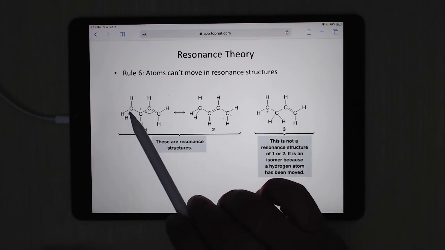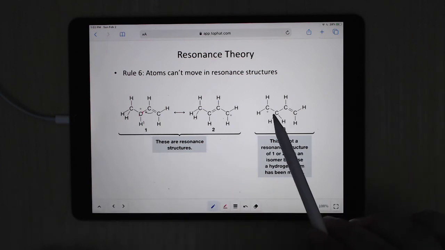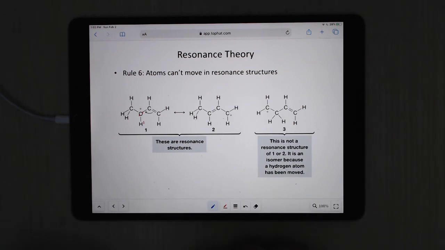For this one, this is not a resonance structure, because if you notice, what's happening is this hydrogen here is moving over to that carbon, right? It suddenly goes from 1 hydrogen to 2 hydrogens. Well, you can't do that. That's an actual reaction, okay?